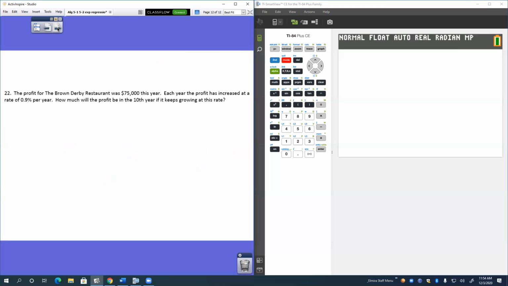The profit for the Brown Derby restaurant was $75,000 this year. Each year the profit increased. So we know right away that the word increased means that we're talking about growth at a rate of 0.9% per year. How much will the profit be after the 10th year? Go ahead and try this one, please.